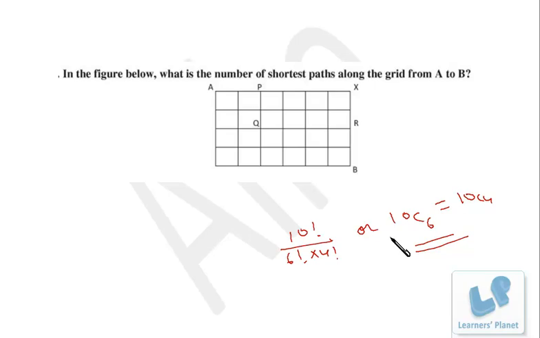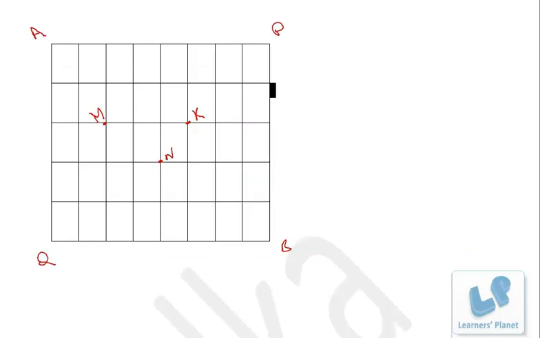Okay, now let's bring some variation into this sort of problems. Now here we are having a grid with us, A, P, B, Q, and some points M, K, N are there. Various routes we have to find out in this question. So let's take the simplest one. How many shortest routes will be there from A to B? A to B. Now 1, 2, 3, 4, 5, 6, 7, 8.